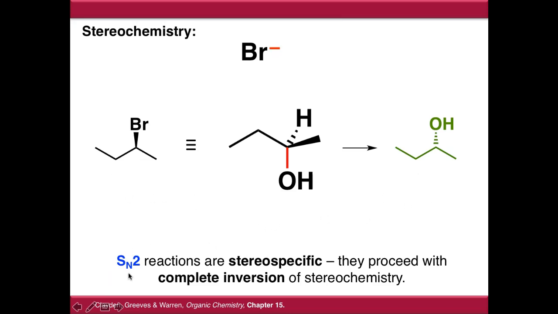SN2 reactions are said to be stereospecific. That's because the stereochemical configuration of the starting material is determining the stereochemical configuration of the product. There's only one option. It has to go via inversion of configuration, so you can't get a mixture unless you've put a mixture of stereochemical configurations in at the start.